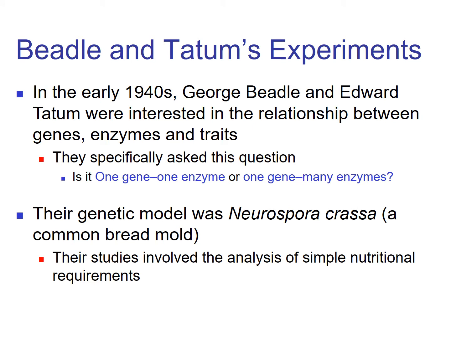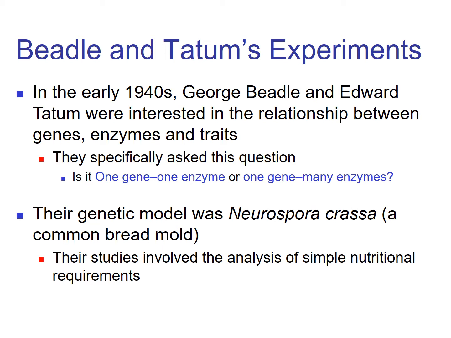Okay, so we're going to start with looking at an experiment that happened some time ago in the early 40s, work done by George Beadle and Edward Tatum. They were interested in the relationship between genes, enzymes, and traits. And they were asking a very specific question: does one gene encode one enzyme, or does one gene encode many enzymes?